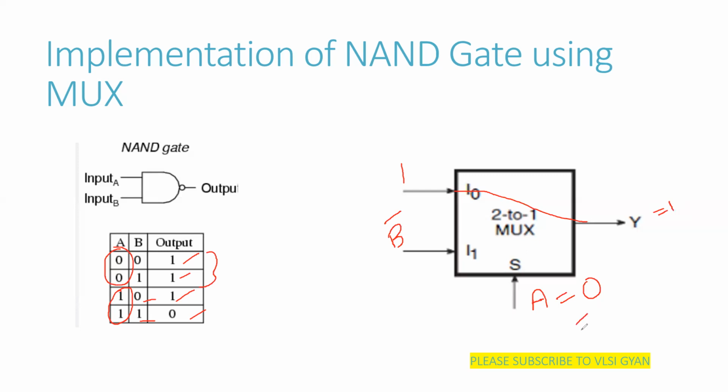When A equal to 1, let us see what happens. Now, your multiplexer will be selecting this I1. So now the I1 is going to the output. What is I1 now? I1 is B's complement. So whatever the value of B is there, it will be complemented and that will be your output, right? So if B is 0, you will get the output as 1. If B is 1, you will get the output as 0. So this is, we have implemented NAND gate using a MUX.